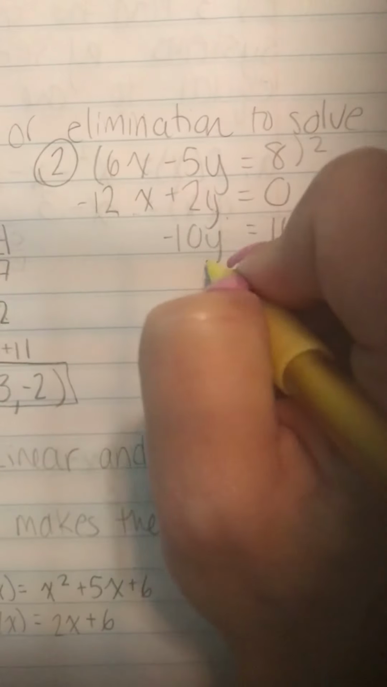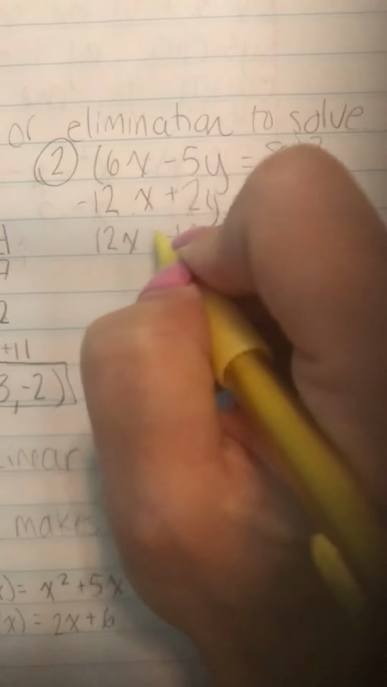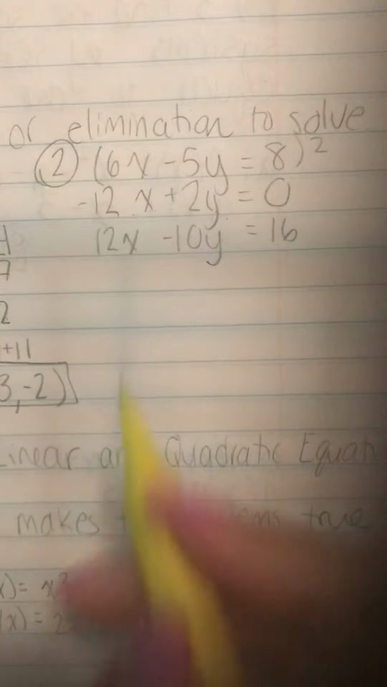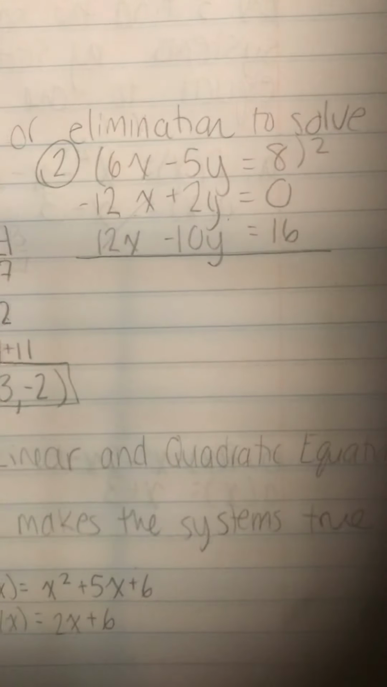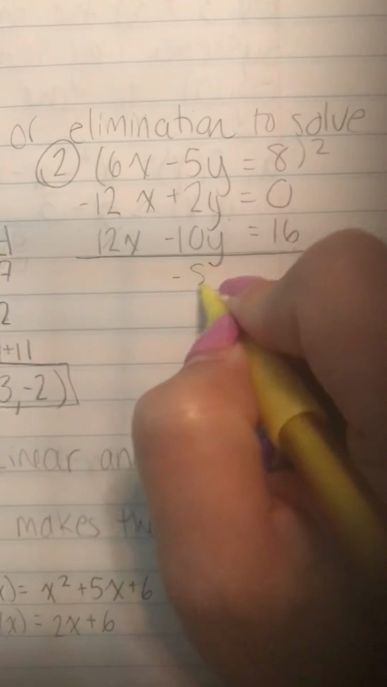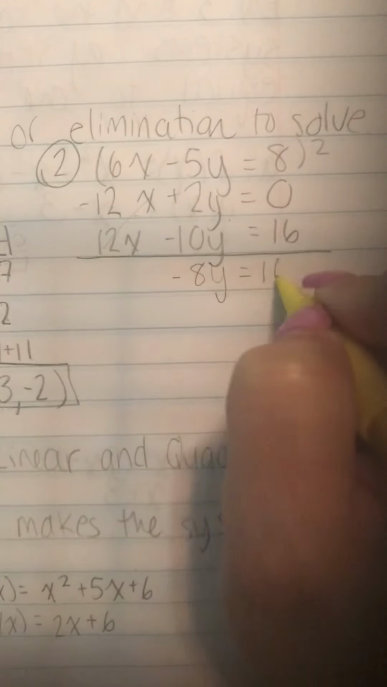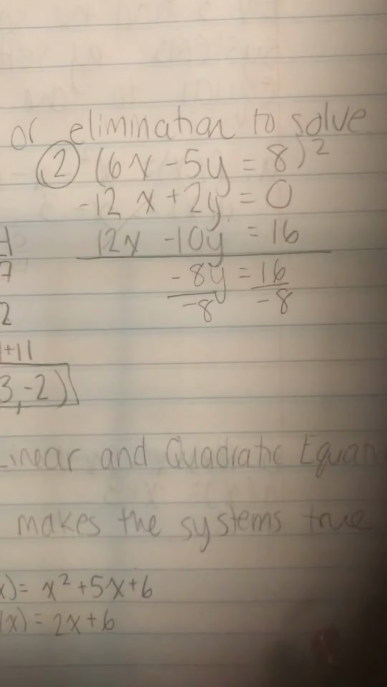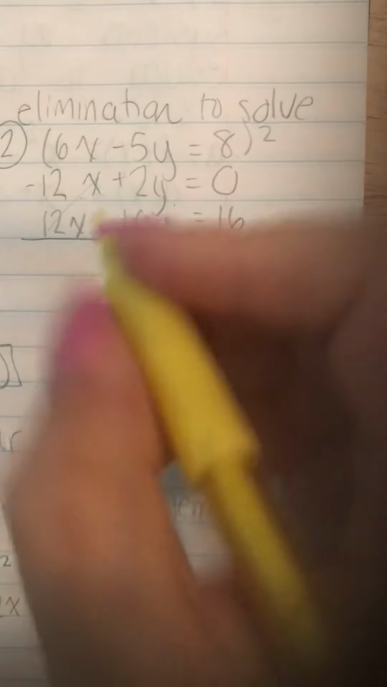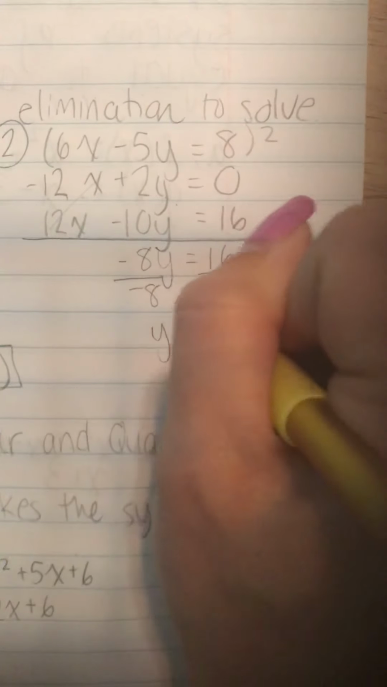So I'm going to take that entire top equation and I'm going to multiply it by 2. Then I'm going to write it right below. Now I'm going to add them up. My x's cross out. So I then have negative 8y equals 16. Divide by negative 8. And I get y equals negative 2.